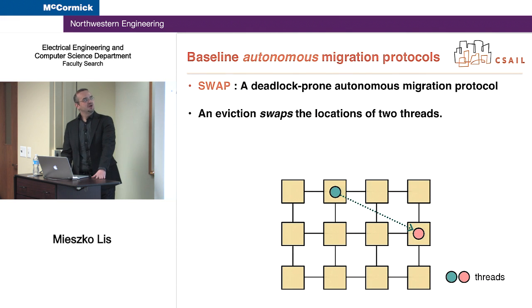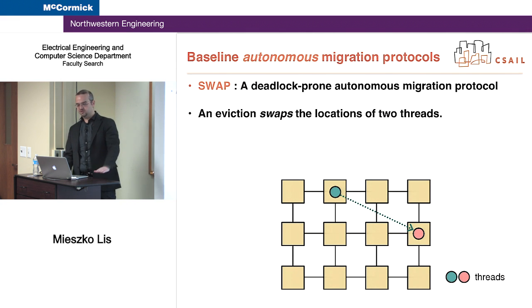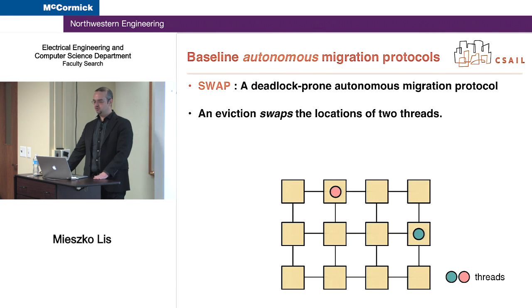So one question is, how are you going to do this migration? When you decide how to migrate, what are you going to do with any thread that is currently running there? So here's the obvious way to do this, but not necessarily the best way. In this case, if a blue thread wants to migrate to where the red thread is currently running, it's just going to go there and kick out the red thread, which is going to go where the blue thread used to be.